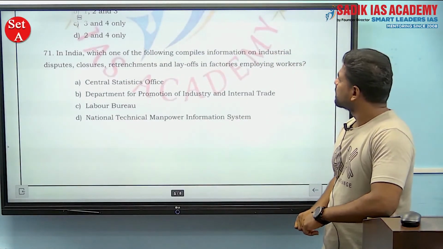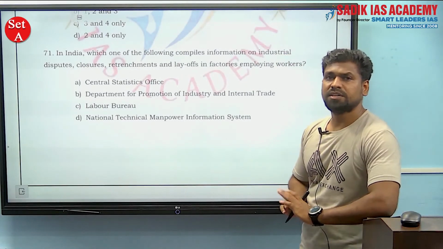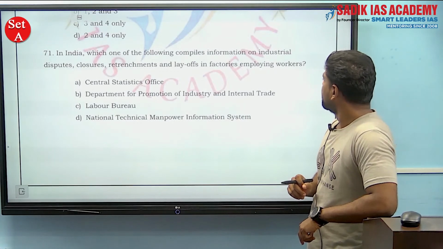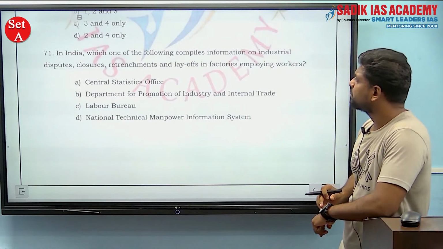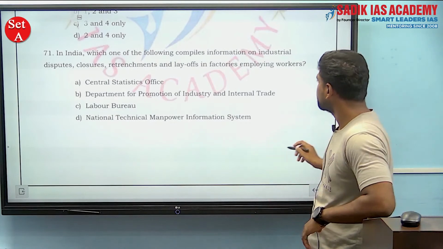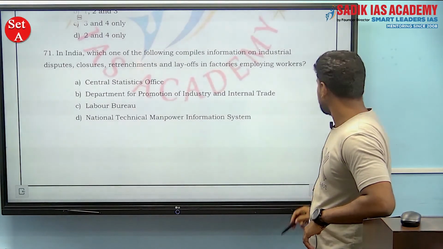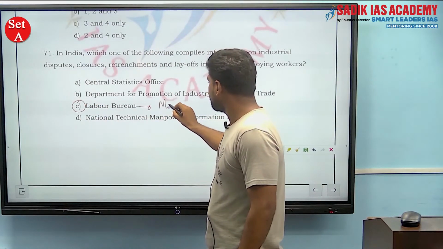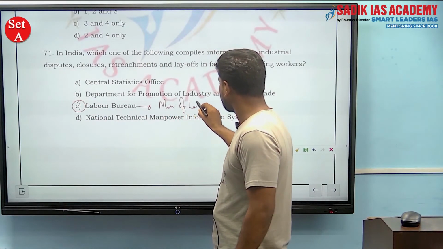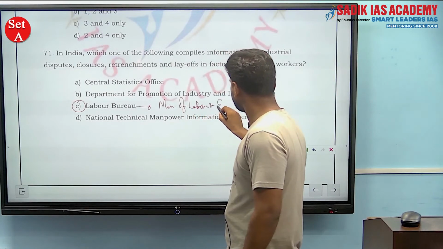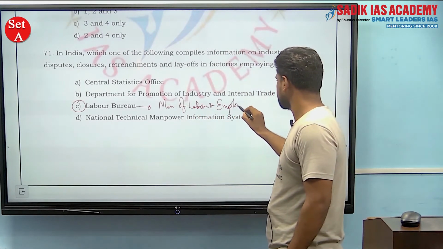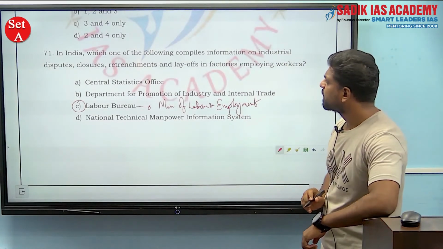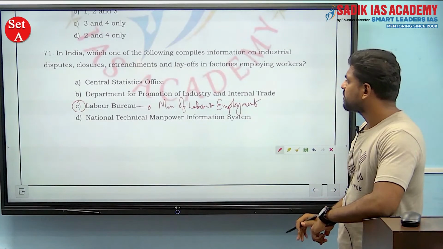Yeah, this is a current affairs based question with respect to governance in India. So 71, in India, which one of the following compiles information on industrial disputes, closures, retrenchments and layoffs in factories? So the right answer is Labor Bureau, Ministry of Labor and Employment. So this is the right answer for this particular question.